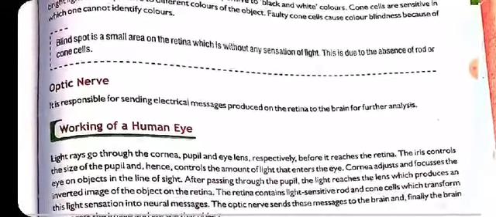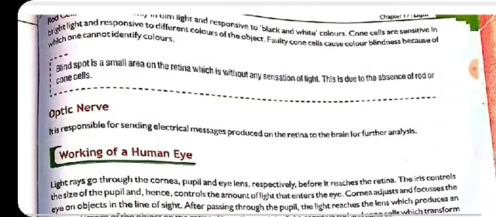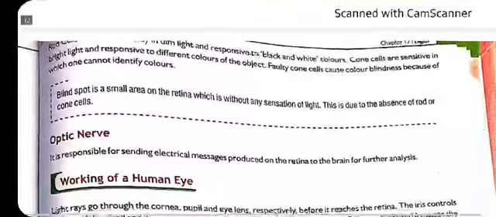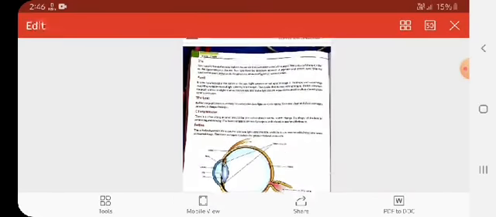So next is optic nerve beta. Optic nerve is the nerve which carries message from the eyes to the brain for identification of the object. So these are the parts of the eyes which are important for us.